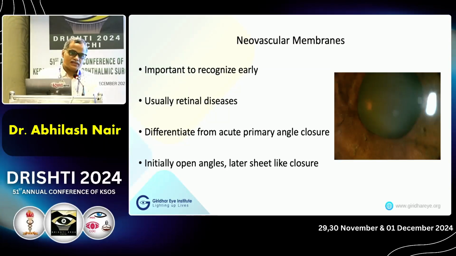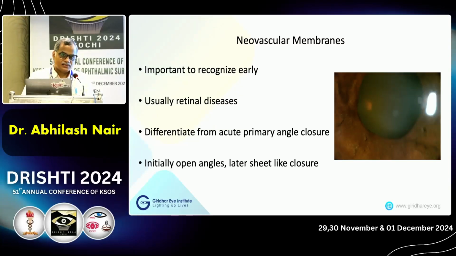And patients sometimes present like a case of acute primary angle closure glaucoma. So they have steamy corneas, sudden loss of vision, raised IOP, vomiting, eye ache, headache. So always differentiate the primary angle closure disease from neovascular membranes.